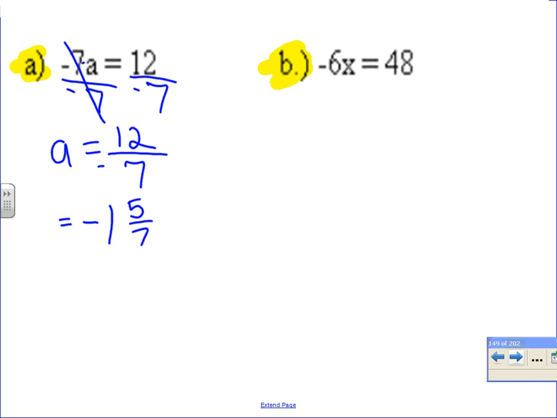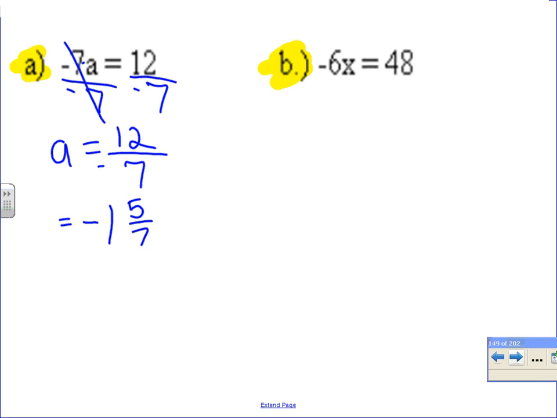Always keep the same denominator. So if you want to write this as a mixed number, it's negative 1 5/7. You may also leave it as an improper fraction. I prefer that you do not change it to a decimal because I want you to leave the answer exact, which would mean keep it as a fraction, in this case an improper fraction or a mixed number.